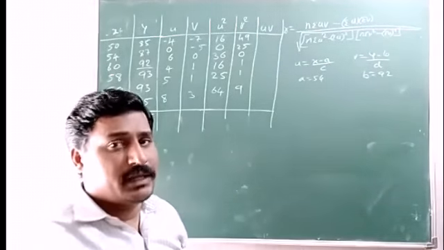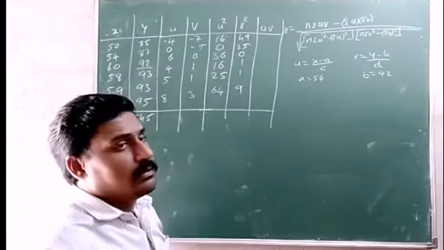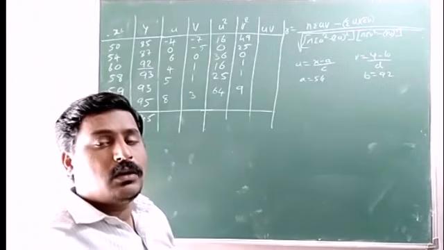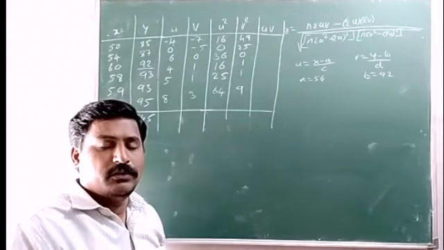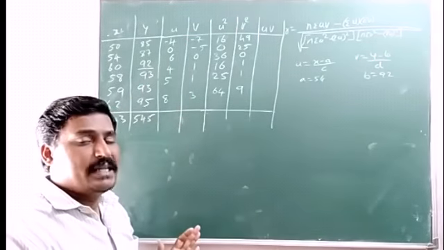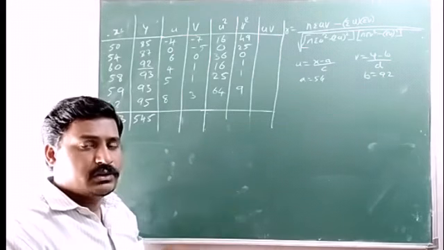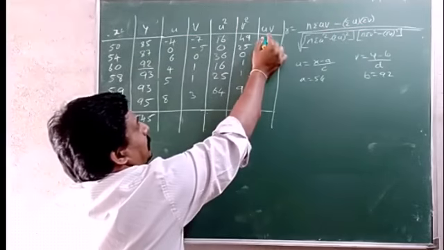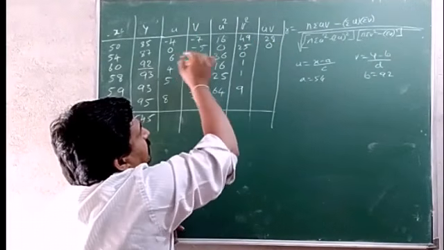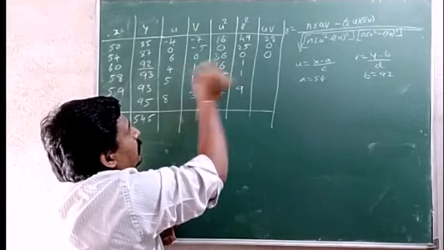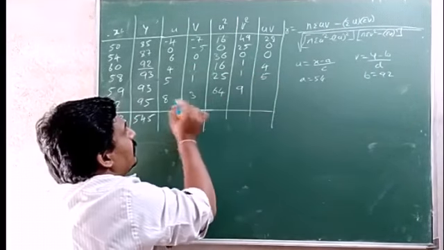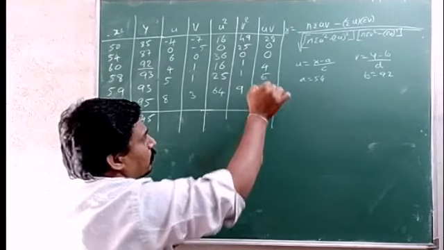Next u and v. Here one should be careful because on both sides we may get negative, or one side negative, one side positive figures. So first here minus 4 into minus 7. Minus into minus plus, 4 into 7, 28. Then 0 into minus 5, 0. 6 into 0, 0. 4 into 1, 4. 5 into 1, 5. Then 8 into 3, 24.